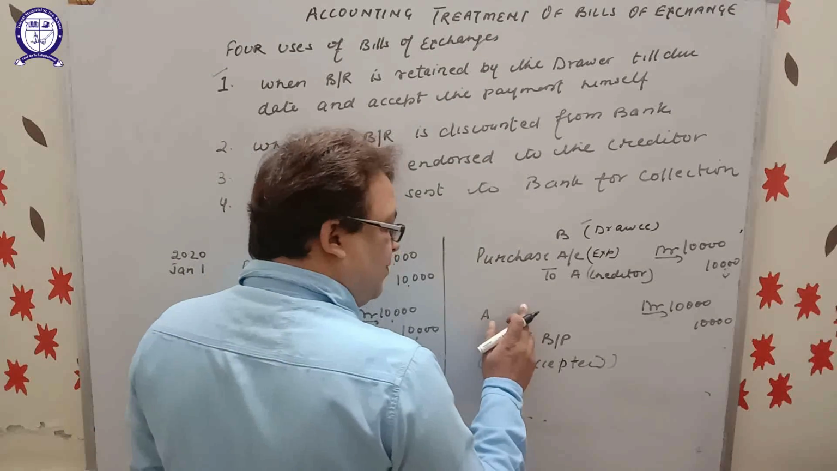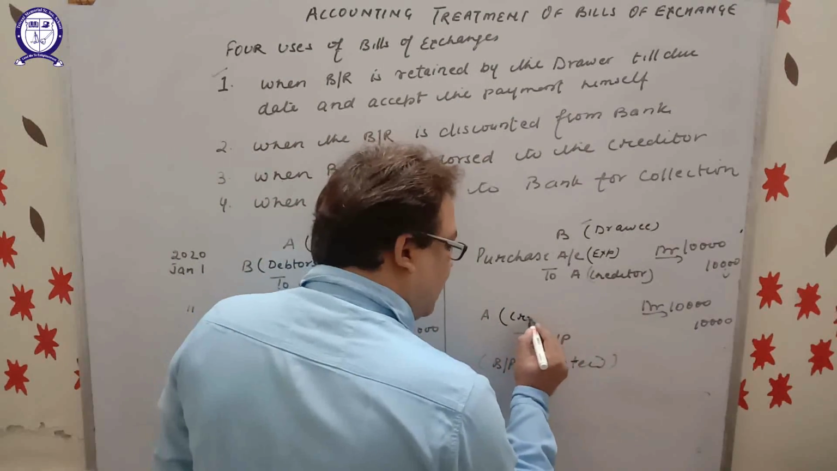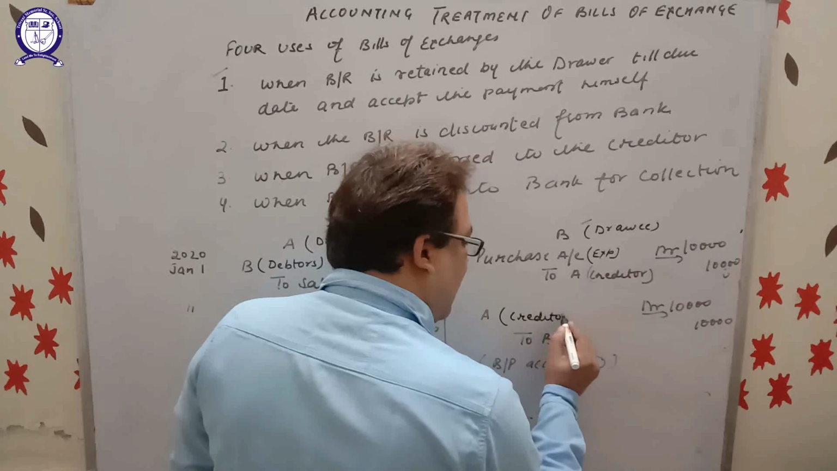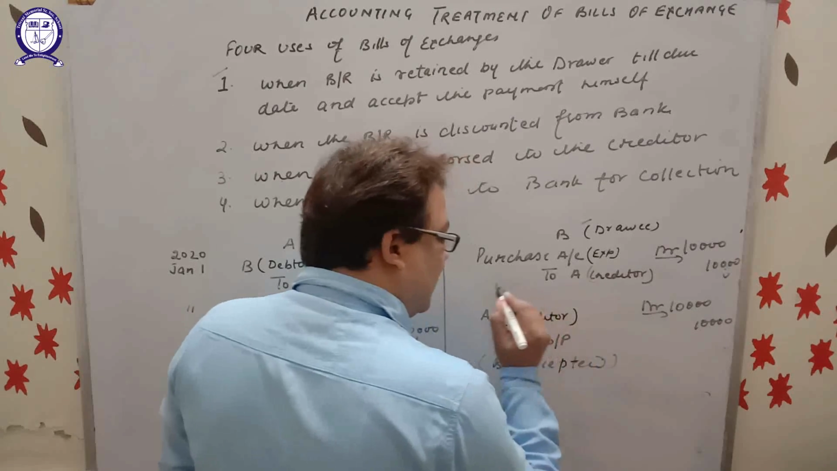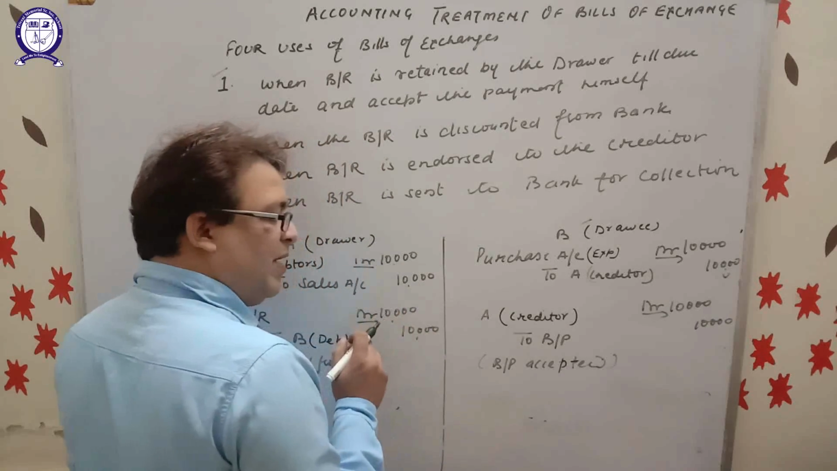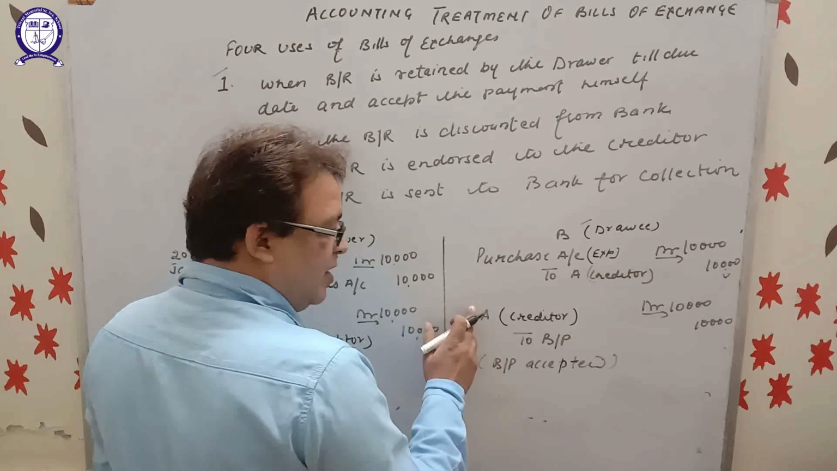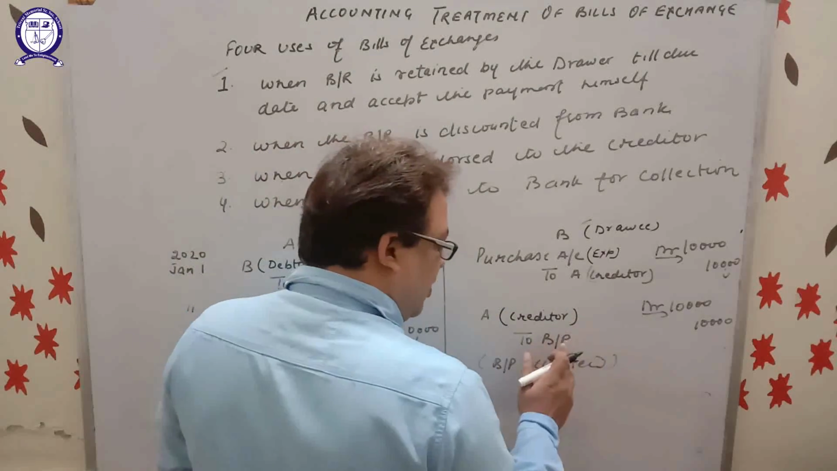In the books of B, A debit, because we are making payment to our creditor. When we pay our creditor, the creditor will reduce. And you know the rule of liability: when a liability decreases, we debit the liability account. So A's account debit to bills payable.